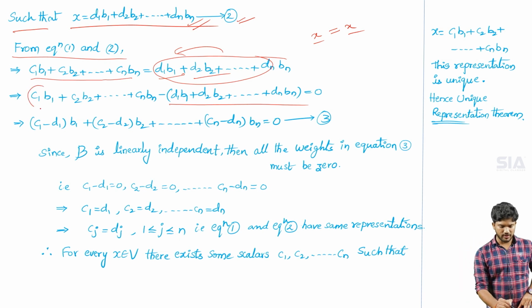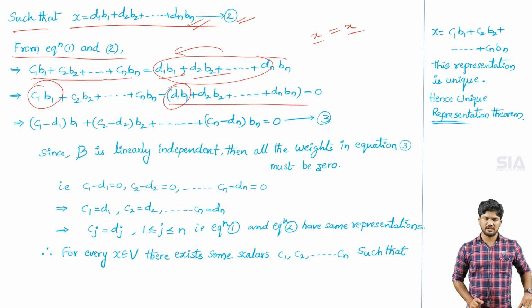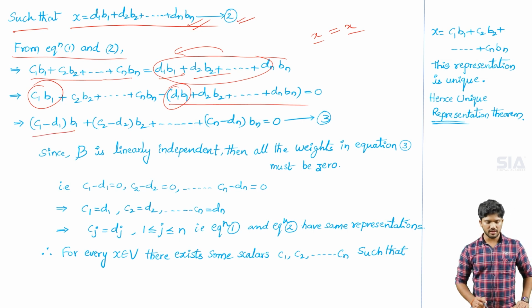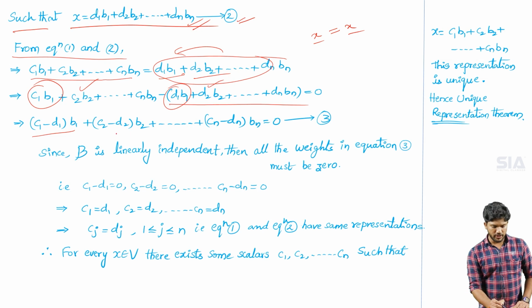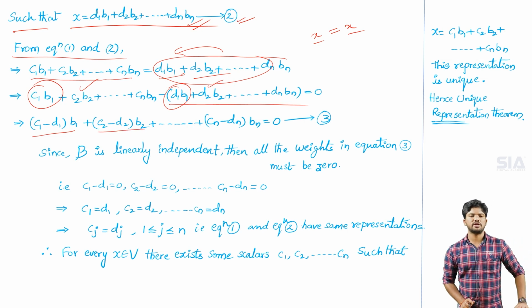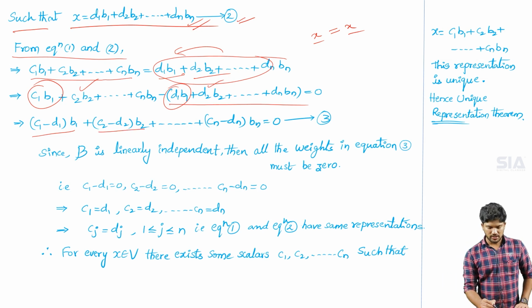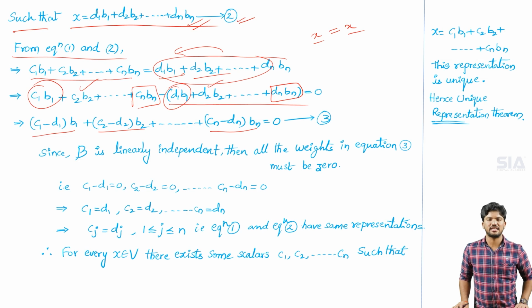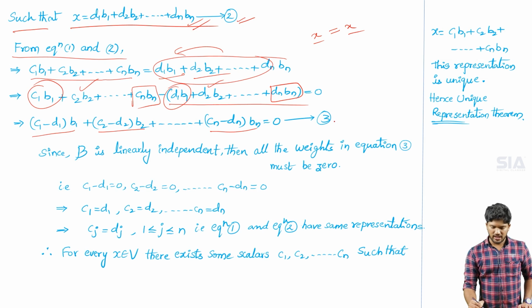So here C1 B1 is there, minus D1 B1 is there. Take B1 common, then you will get C1 minus D1 into B1. From the second term, C2 B2 minus D2 B2, take B2 common, you will get C2 minus D2 into B2, plus up to so on for the last two terms, Cn Bn minus Dn Bn. If you take Bn common, Cn minus Dn into Bn, that is equal to 0. So this total representation we are taking as equation number 3.